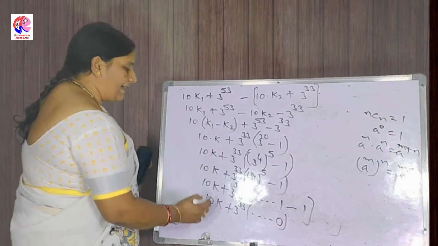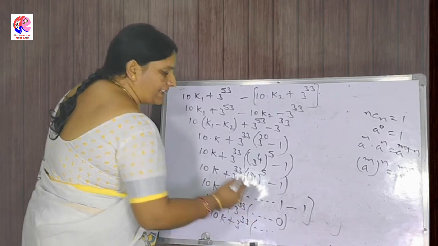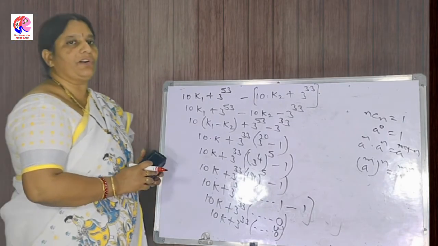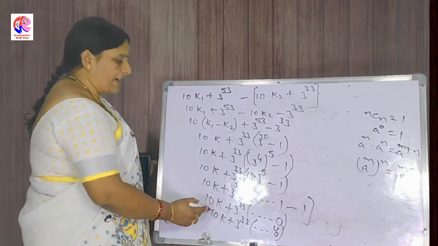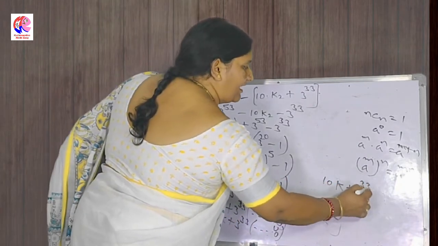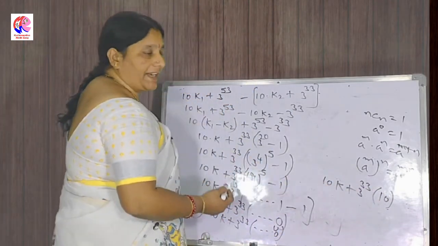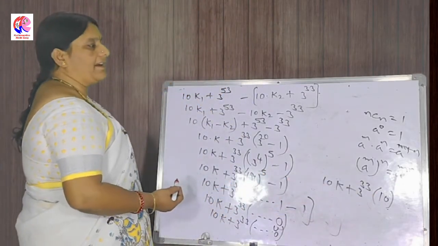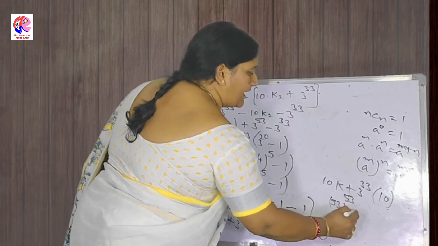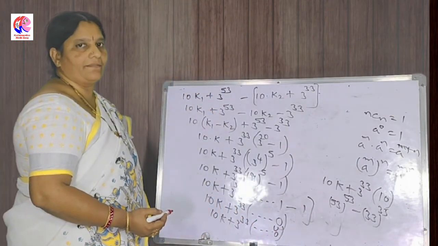So this number 10k plus 3 to the power of 33 into whatever these digits may be, units digit is 0. We know that if units digit is 0, that number is divisible by 10. So finally 10k is divisible by 10, plus 3 to the power of 33 times that number is also a multiple of 10. So this first term is divisible by 10 and second term is also divisible by 10. Finally, we can conclude that 53 whole to the power of 53 minus 33 whole to the power of 33 is divisible by 10. Thank you.